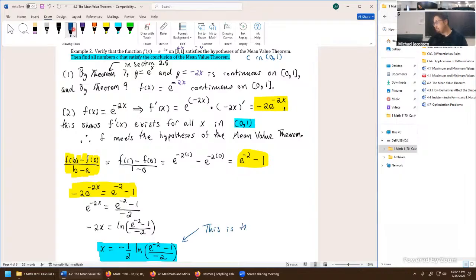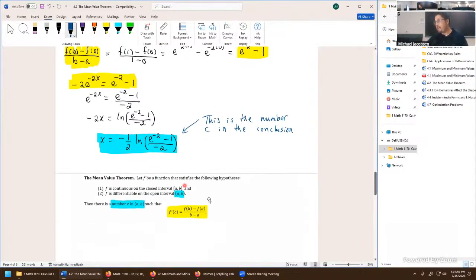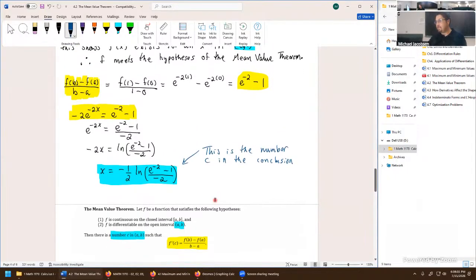this is the number c in the conclusion, the conclusion to the mean value theorem that we have down below here. So that's the mean value theorem. It's effectively saying the average rate of change occurs somewhere within the domain of the function, not at the boundary points. And this is just the language that we say that in, using derivatives.